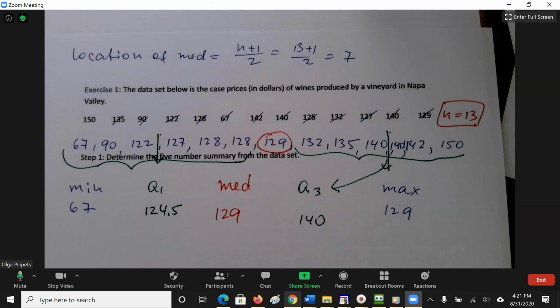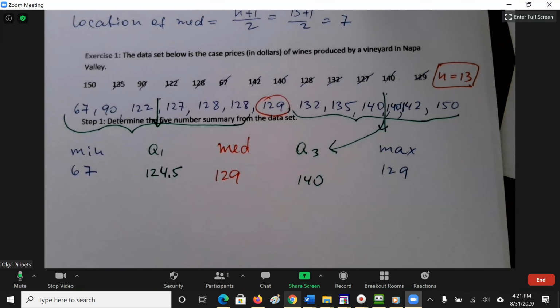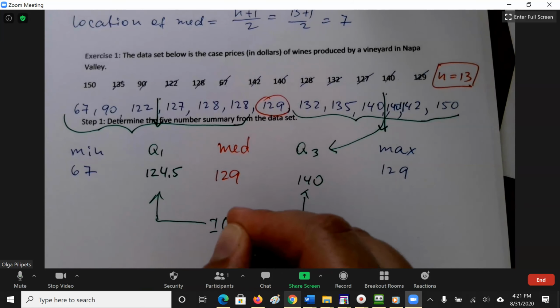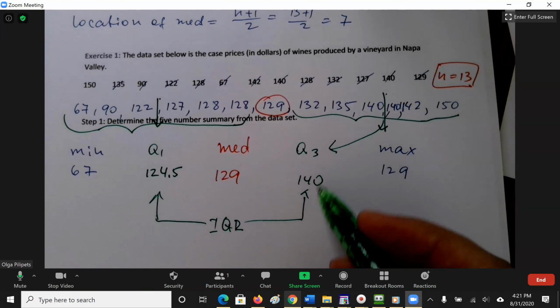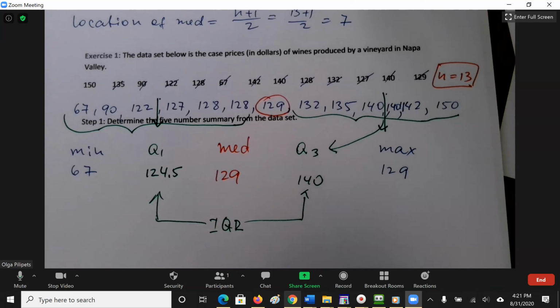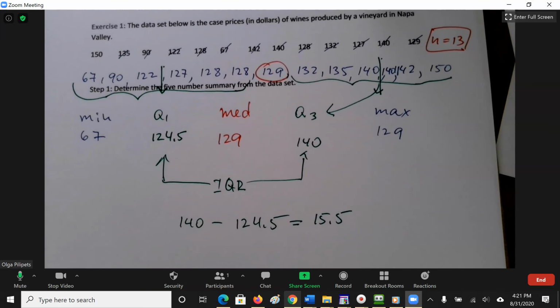Well, let's go back to our IQR. So IQR is basically the distance between these two values. It's the distance between quartile 1 and quartile 3. Okay, so how do you find it? Well, you grab Q3, 140, and you subtract Q1 from it, 124.5, and you come up with 15.5. So that's your IQR for this data set.